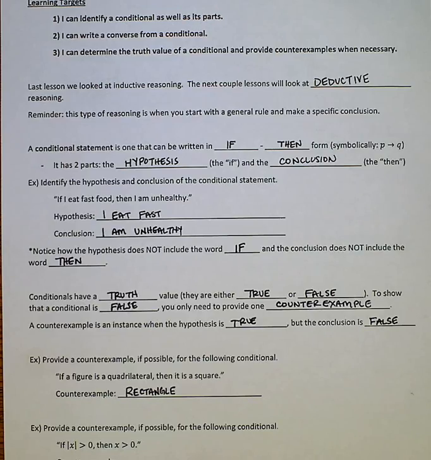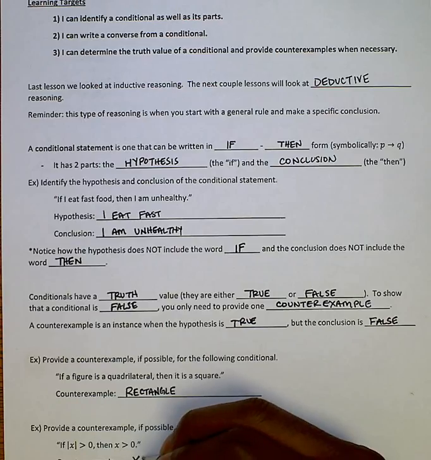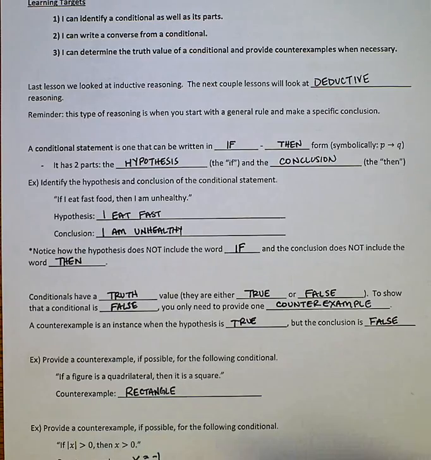Provide a counterexample if possible for the following conditional. If absolute value of x is greater than 0, then x is greater than 0. Well, what about negative 1? If x equals negative 1, its absolute value would be 1, greater than 0. But x, negative 1, would still be less than 0, so this would not be true.